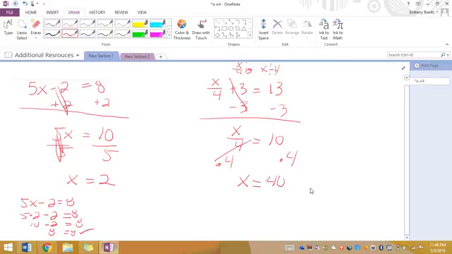Let's check it, of course. So x divided by 4 plus 3 is equal to 13. I'm saying x is 40, so 40 divided by 4 plus 3 is equal to 13. 40 divided by 4 is 10, plus 3 is equal to 13. 13 is indeed equal to 13. So our solutions check out here.